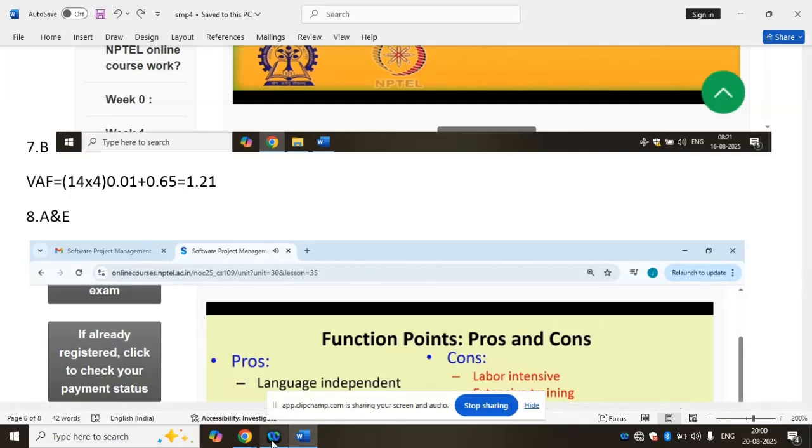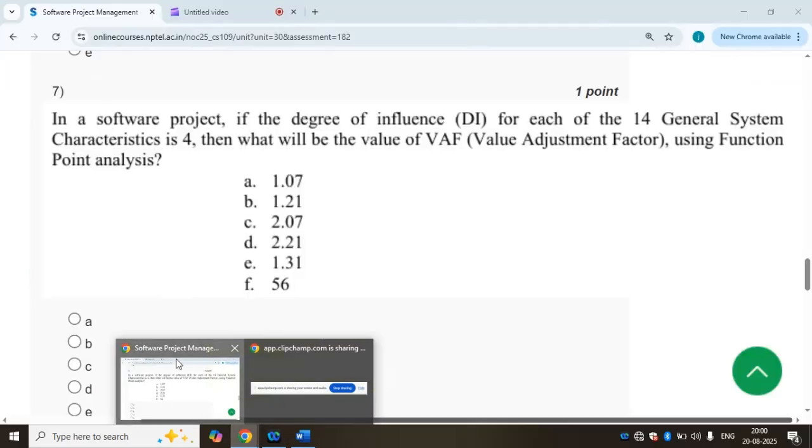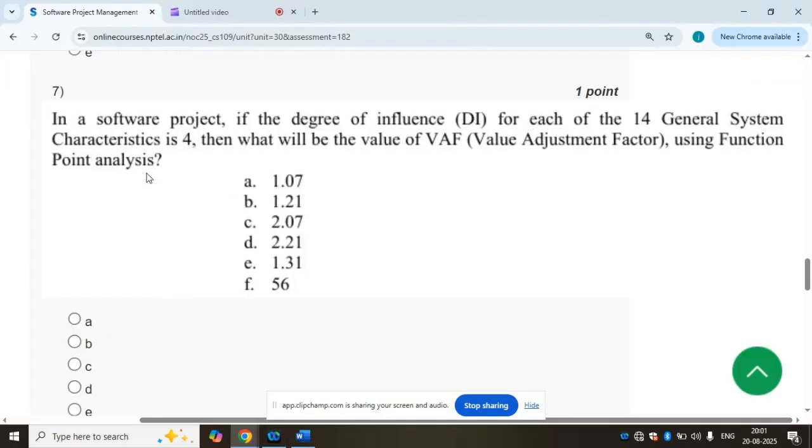In the problem, what they have given here is 4. They have given 4. Okay. So therefore the answer is option B, 1.21.